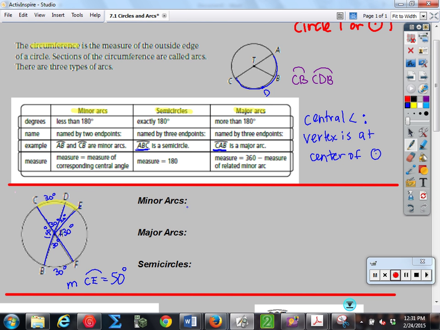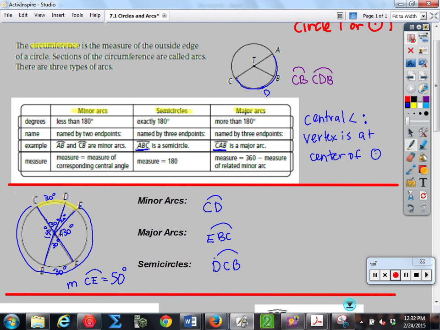So minor arcs. Marcus, tell me one minor arc. C to D. C to D, okay. And a major arc. Nicole, tell me a major arc. It has to have 3 points and be more than halfway. E, B, C. Can you guys see that one? E, B, C, all the way to there. Do that one. And then semicircles. Ethan, tell me a semicircle. D, C, B. Okay.